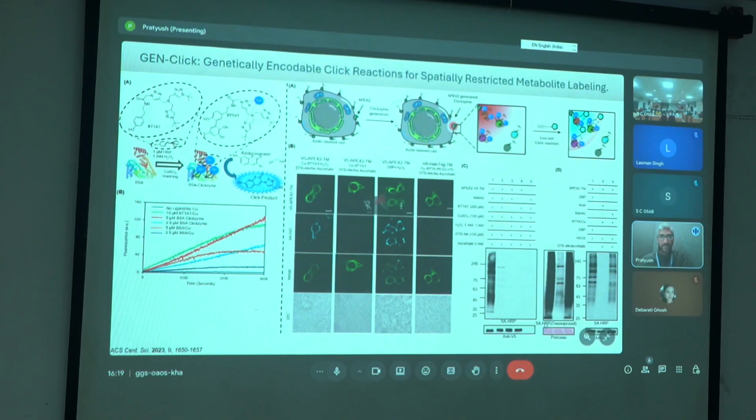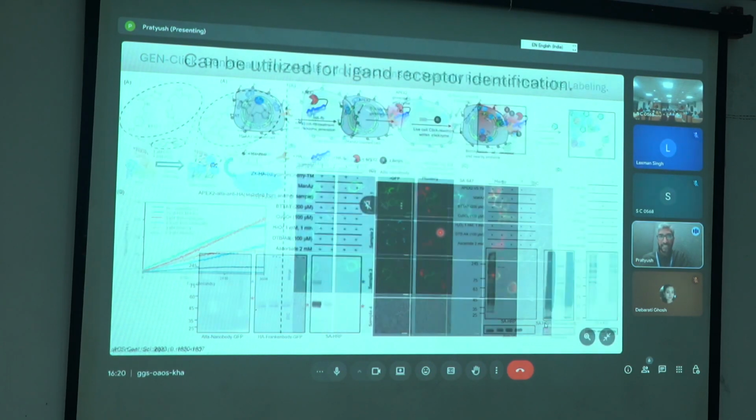The beauty of this system is, even though there are cells all over the place, however, cells which are expressing APEX can only do the click reaction. So by doing this, we can control the genetically modified cells and ask them to carry out the click reaction. So this is one of the controllable methods using the enzymes.